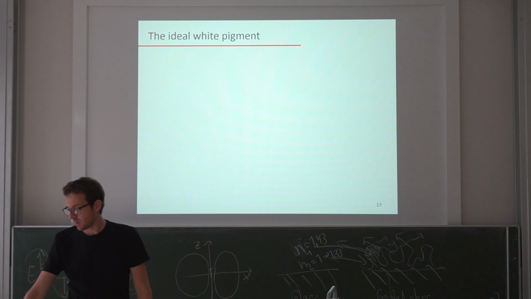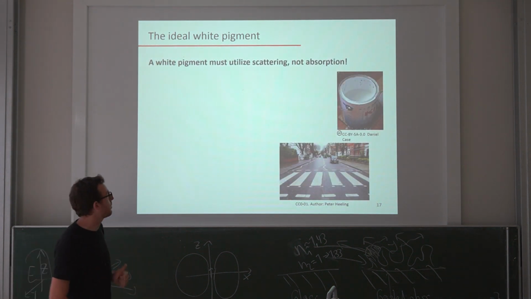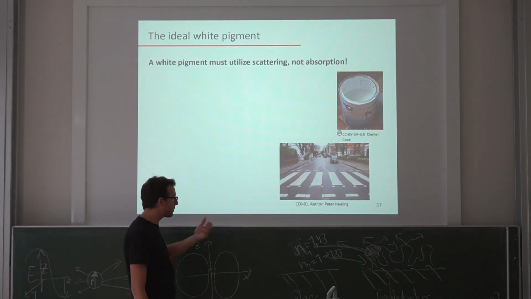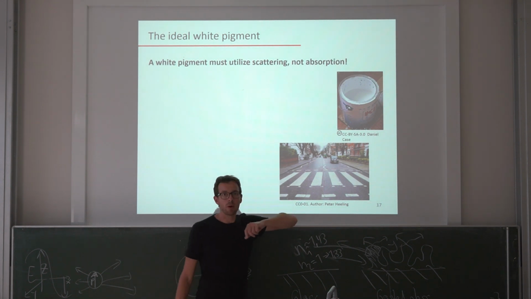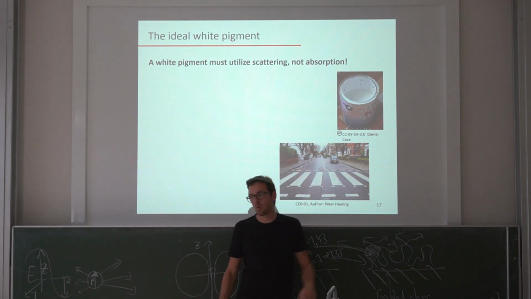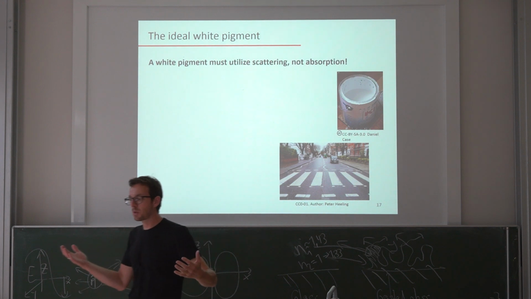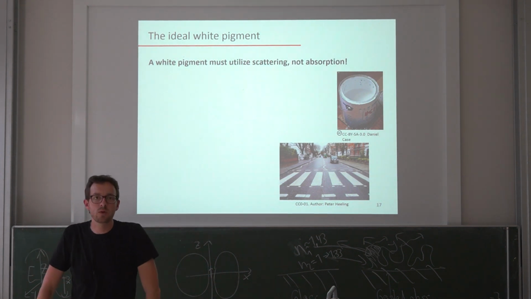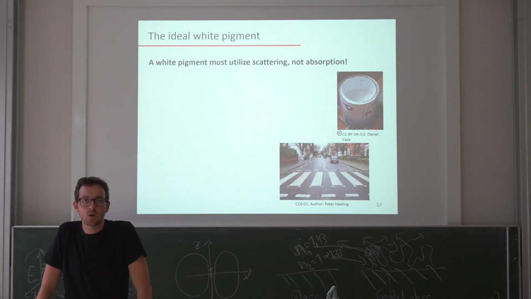So now the question, this is what you see here. White pigment works on scattering. And of course, we have a lot of white pigments, right? Think about Abbey Road, think about your own living room. There's a lot of white. So the question is, how do you do this? What do you need to consider to make a good white pigment?